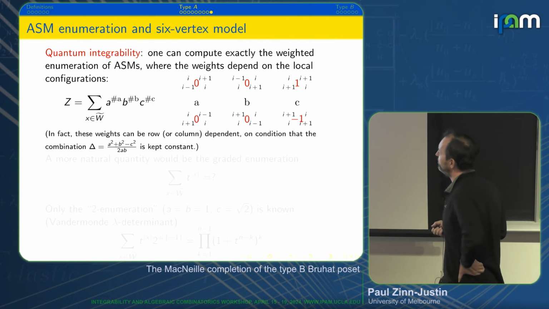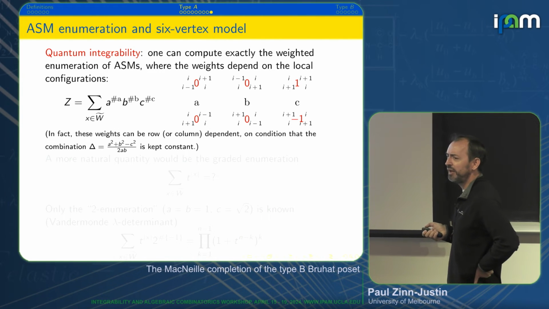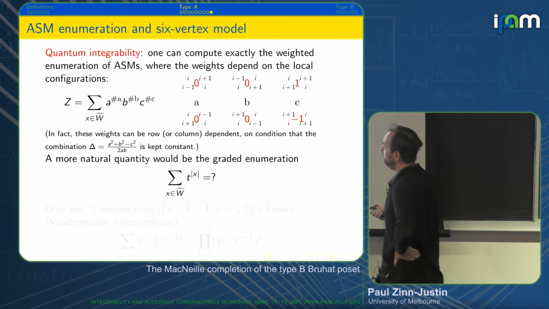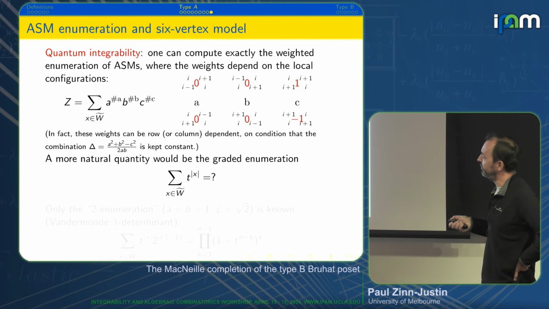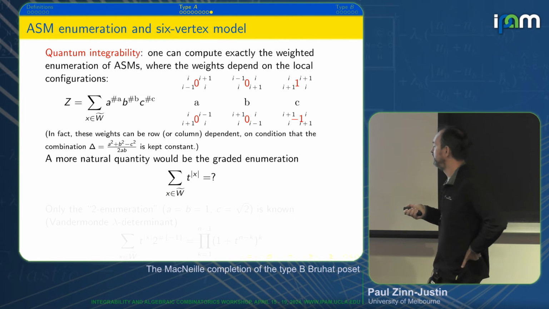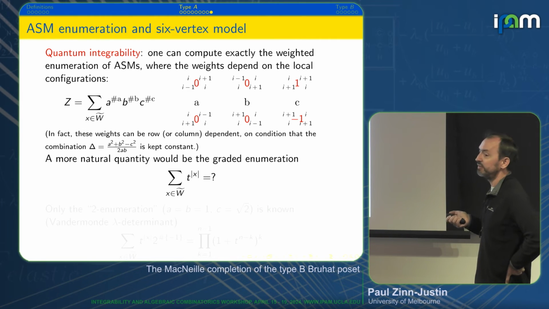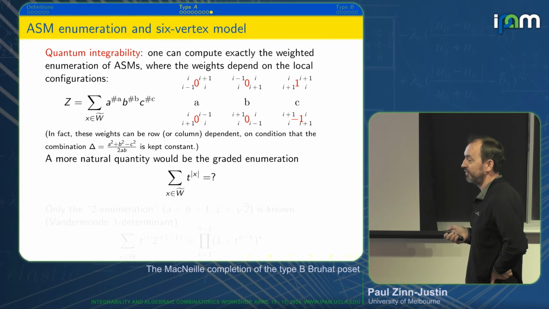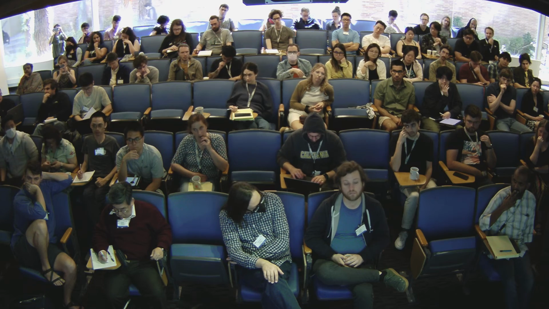But really, from the point of view of poset theory, none of these quantities are particularly relevant. I mean, the number of minus ones, what do they even mean in terms of MacNeille completion? A much more natural quantity would be the graded enumeration, where you sum over all elements of the MacNeille completion, and the exponent of your formal variable would be the ranking. And I actually don't know how to compute that. So this is an elementary question for all of you. This is going to be an algebraic polynomial. Yes, that is true.